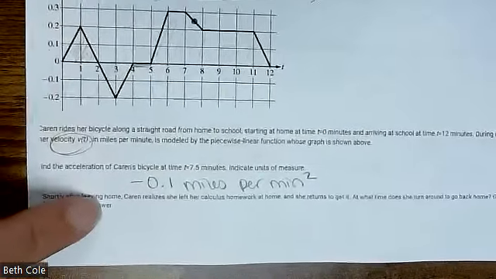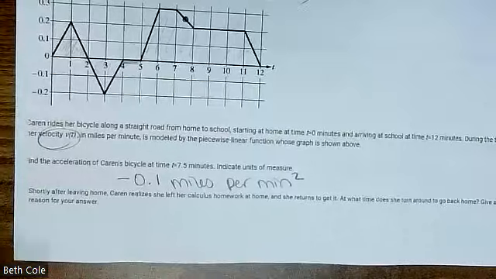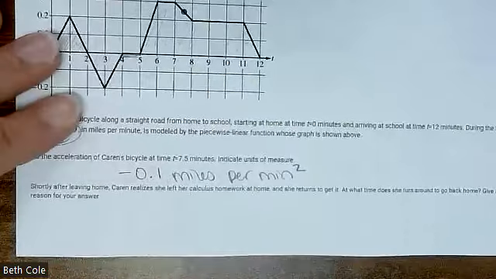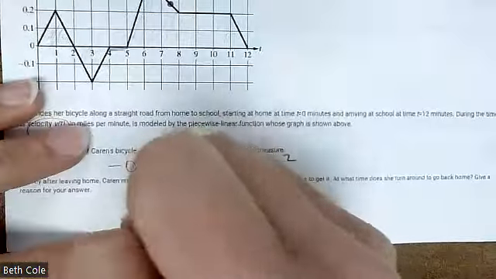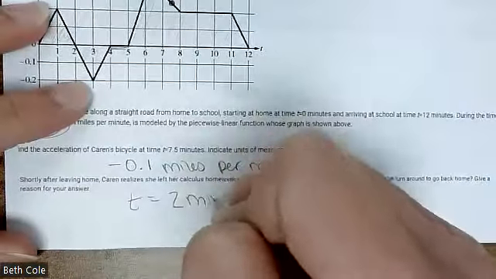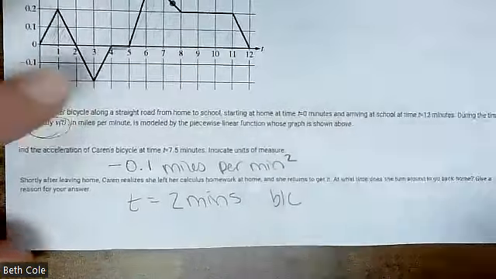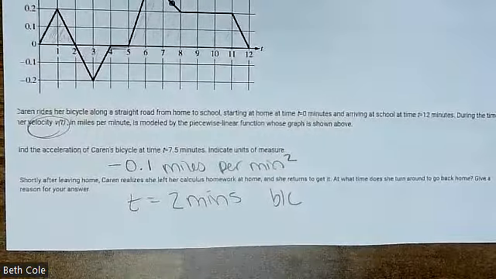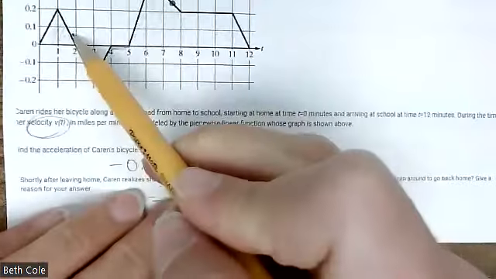All right. Shortly after leaving home, Karen realizes she left her calculus homework at home. Bummer. She returns to get it. When did she turn around? Time what? Time 2 minutes. Now they ask for an explanation because. So why'd you pick that? It's when velocity does what?